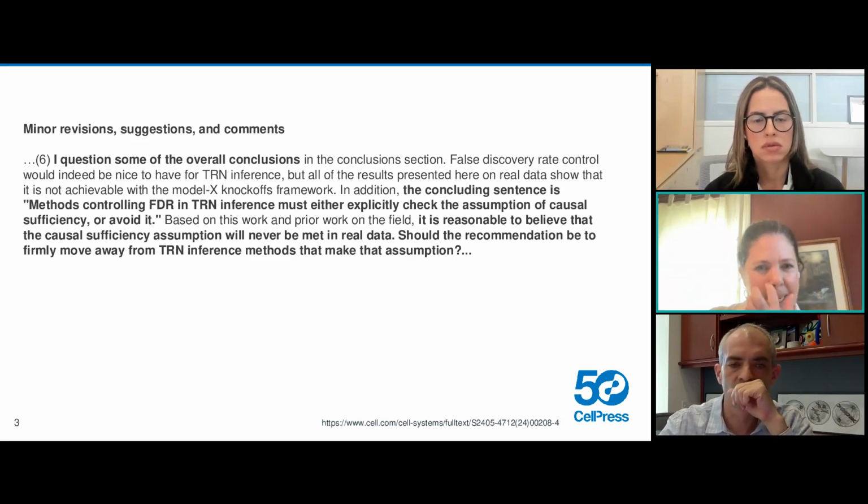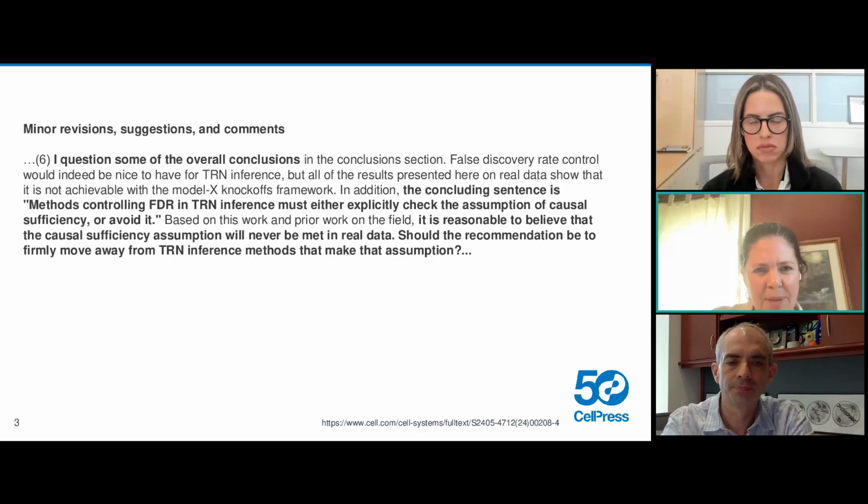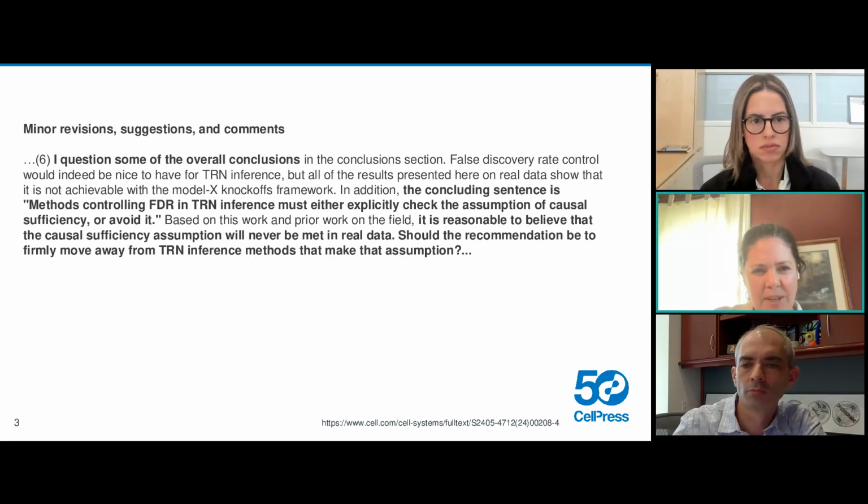Okay, and again, this is technical. So, based upon prior work in the field, is it reasonable to believe that the causal sufficiency assumption will never be met in real data? Should the recommendation be to firmly move away from TRN inference methods that make that assumption? Question mark.